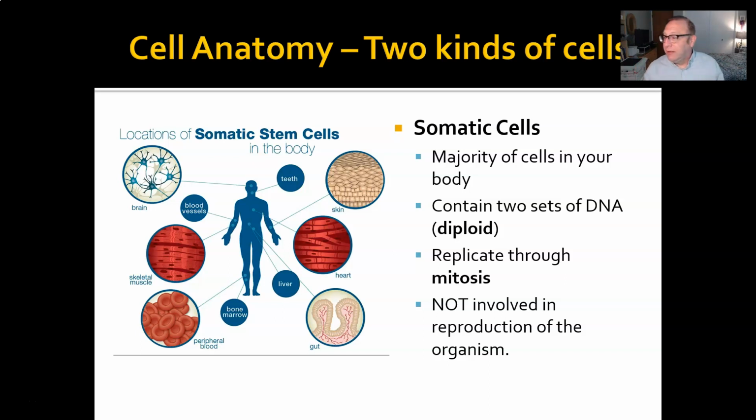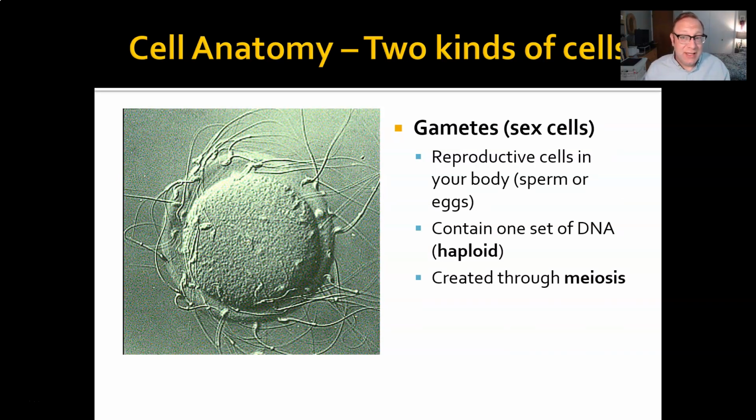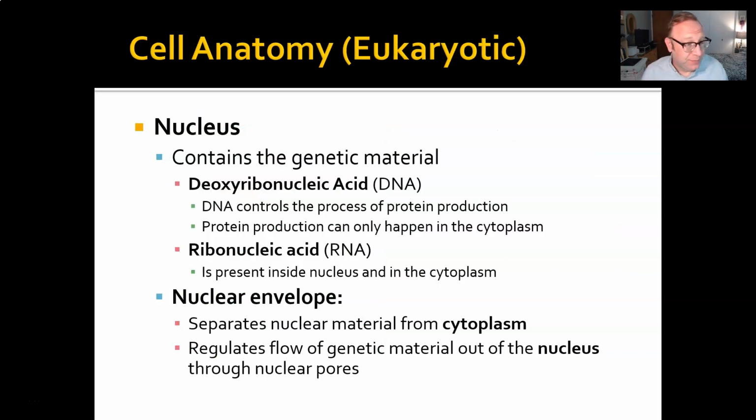On the other hand, there are reproductive cells, or sex cells, also called gametes, that is sperm and eggs. Changes to those will affect your offspring, okay? So, these are all the reproductive cells in your body, and they only contain one set of DNA. And they get that one set through the process of meiosis, and it's going to be a mix of your mother and father's DNA, okay? So, two main kinds of cells. Really remember gametes here and meiosis, because that's going to be really important for several chapters in this book.